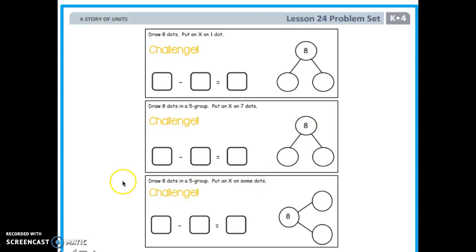The last challenge problem for today is draw 8 dots in a 5 group. Put an X on some dots. Now that means it's your choice how many you want to cross off. You're going to write your number sentence now. How many in all? How many did you cross off? And how many do you have left? Then don't forget to come over here and fill in your number bond.